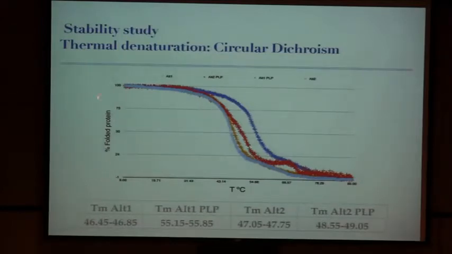The first experiment that we made was to measure the stability at different temperatures, and with this we calculate the Tm, that is the temperature where half of the protein is unfolded. And we did it in presence of the cofactor and in the absence. And for both proteins, the PLP, that is the cofactor, stabilizes the protein. And in the case of L1, it's a little bit more stable than L2.